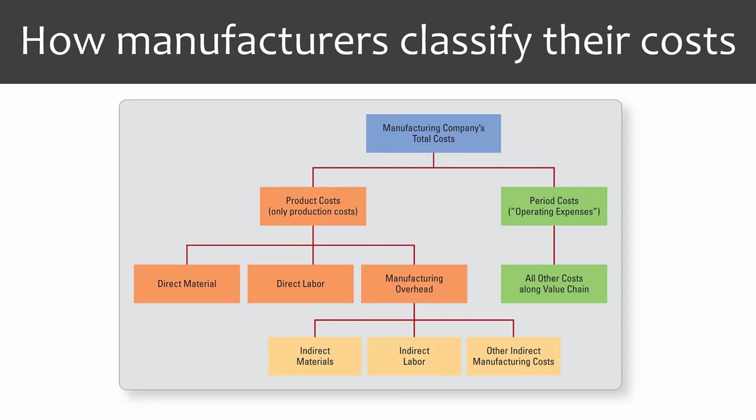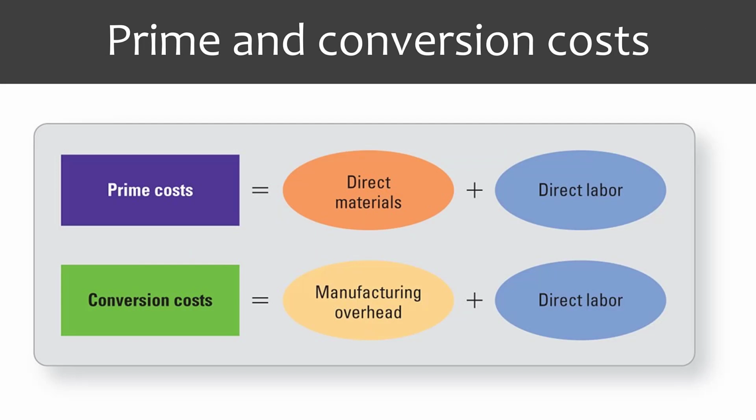So we can see that as a manufacturer, our costs would be split into product costs and period costs. And then within product cost, direct material, direct labor, manufacturing overhead. So this is a nice graphic of those product costs versus period costs. And then we have one other definition that we see, prime costs and conversion costs. Prime costs are direct materials plus direct labor. So those are called the prime costs.